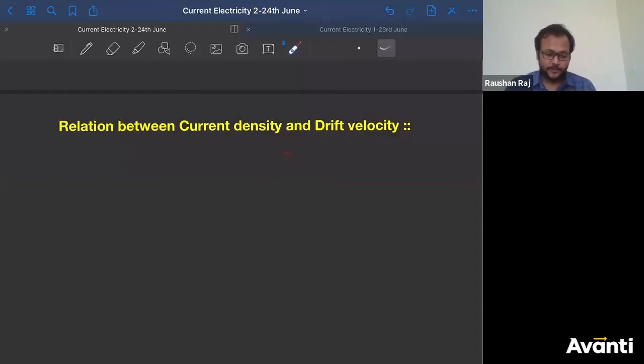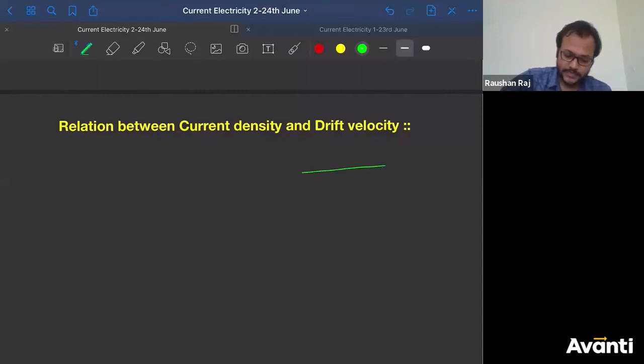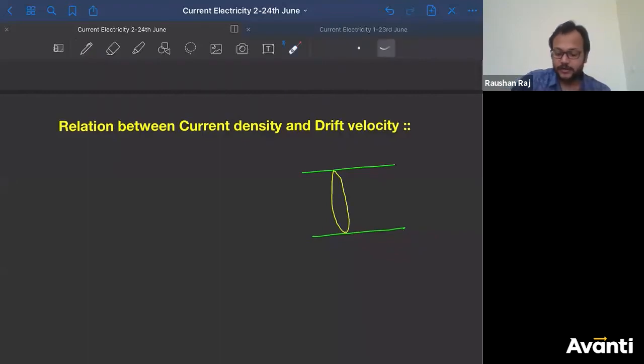But to get the relation between current density and drift velocity, let me consider a column of a conductor. Consider this is a conductor. In this conductor, I am considering this is the cross section through which the current or the charges will flow. So our point of consideration cross section is this one. All right. So electrons can flow through it in this way.